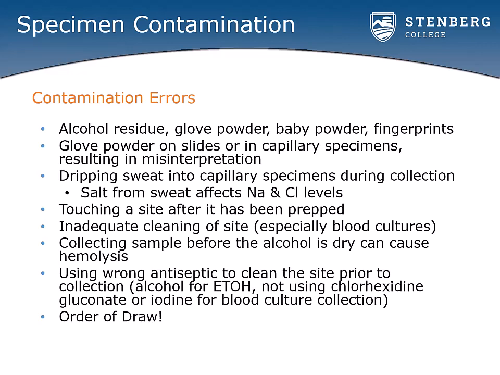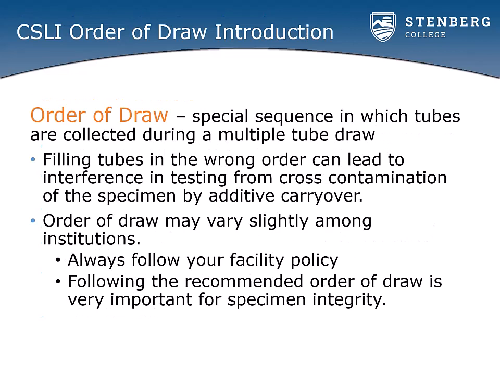What is the order of draw, you ask? Order of draw refers to the special sequence in which tubes are collected during a multiple tube draw. Filling tubes in the wrong order can result in a carryover of additives that are in the tube. So the additive from one tube can contaminate the next tube that's collected, unless they're collected in the correct order of draw. Wrong collection order can lead to cross-contamination of the specimen, which interferes in testing.